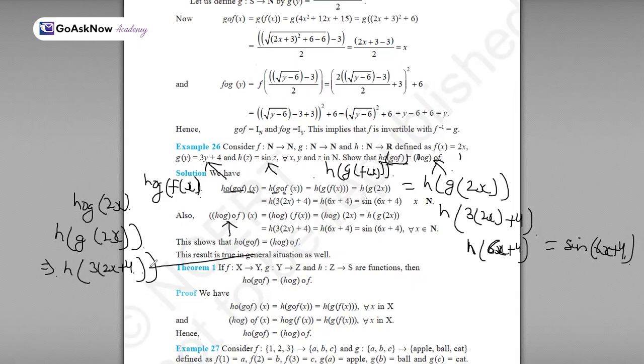It is coming out similar to this here. So the answer will be sin of 6x plus 4. And this is showing us that the left hand side is equal to the right hand side. So this result is true in general. So we have a theorem: if f is mapped from X to Y, g is mapped from Y to Z, and h is mapped from Z to S, and these are functions, then h o (g o f) is equal to (h o g) o f.